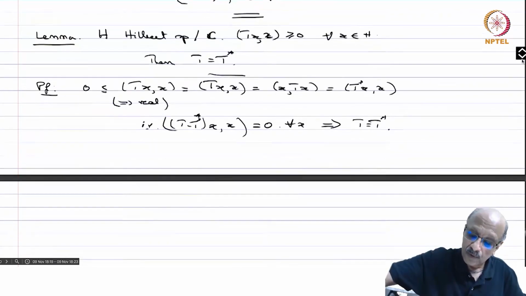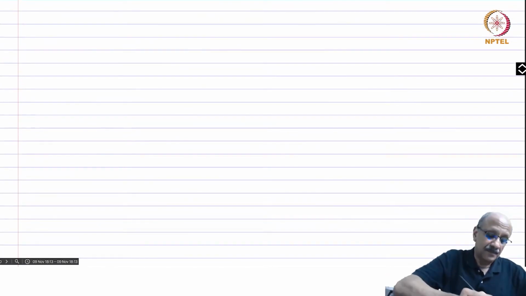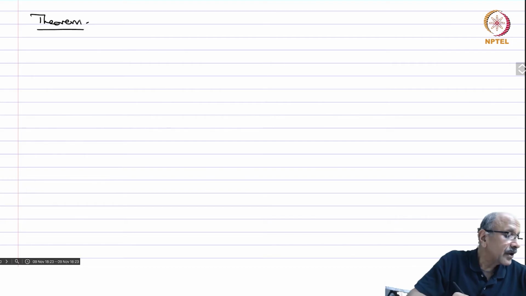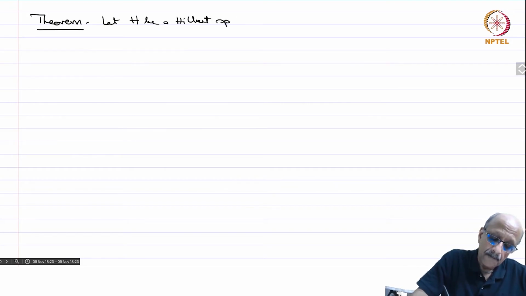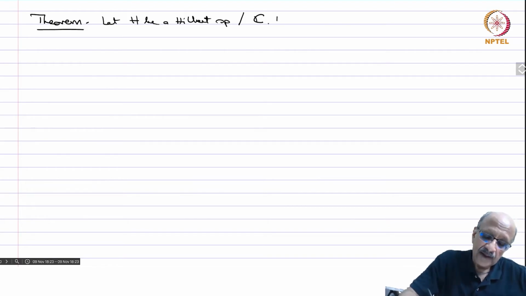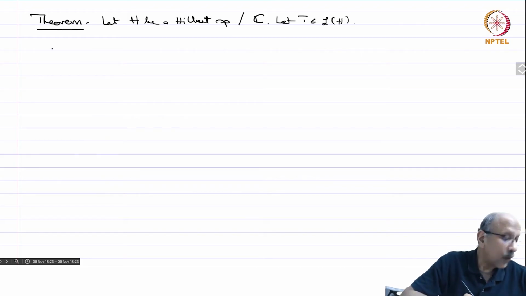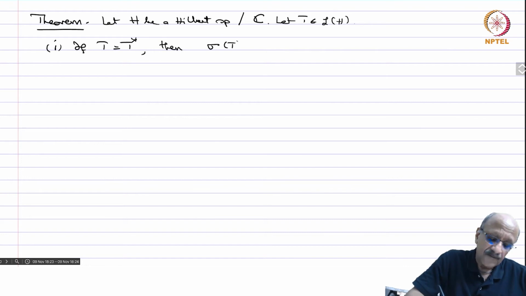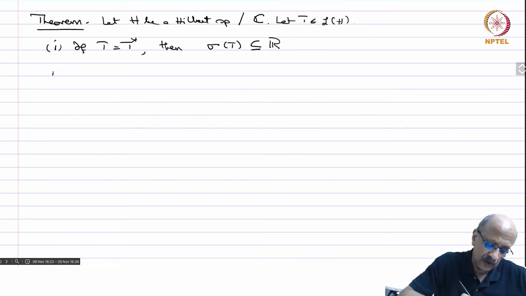So now we come to a very nice theorem. Let H be a Hilbert space over C. Let T belong to L(H). Then 1, if T equals T*, then the spectrum of T is contained in R. So the spectrum consists only of real numbers.